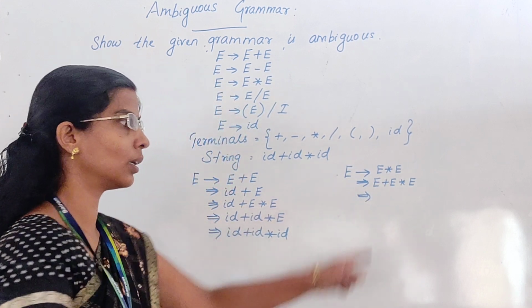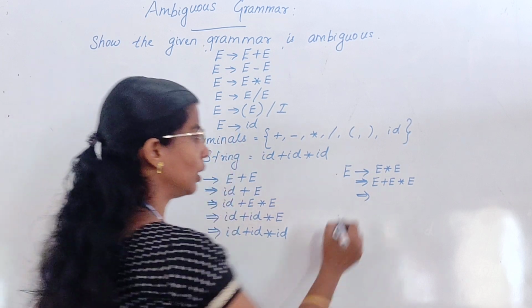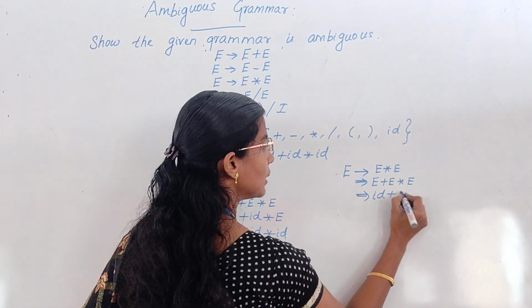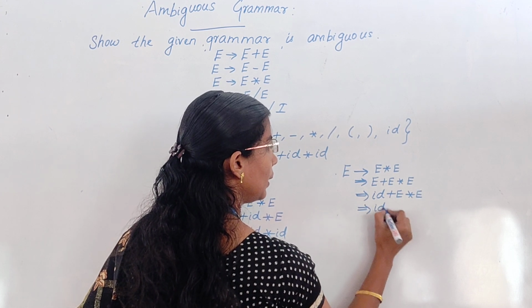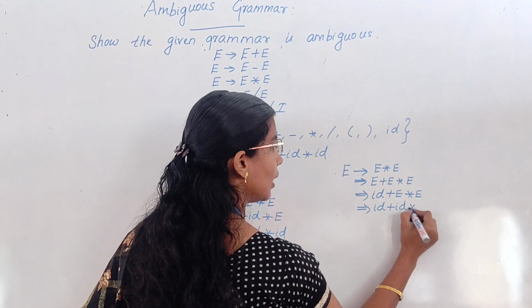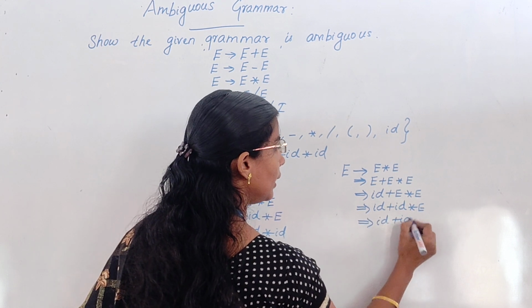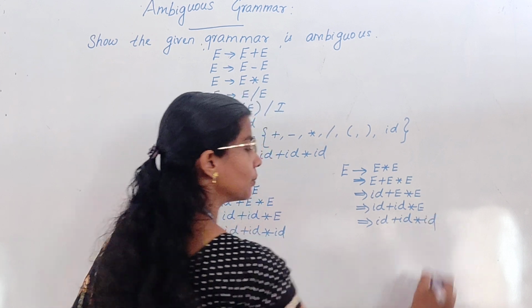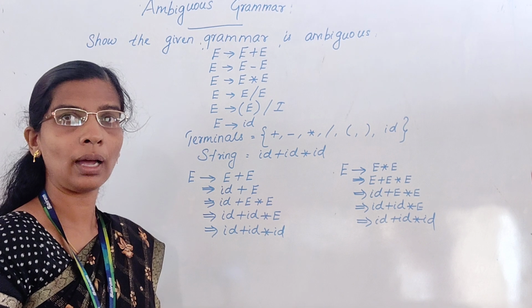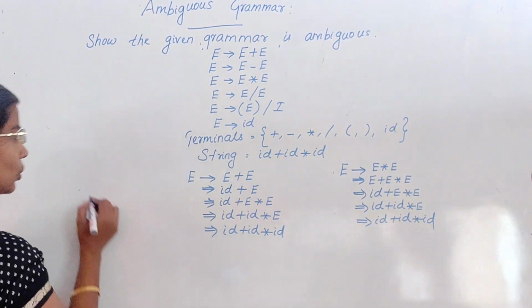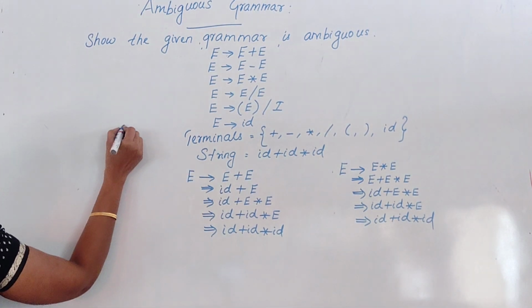Next, leftmost E replace with the last rule. Id plus E star E. Id plus id star E. And here again it is id plus id star id. Our derivation is over. Now we are going to draw a parse tree. Right? So, how to draw the parse tree for this derivation?